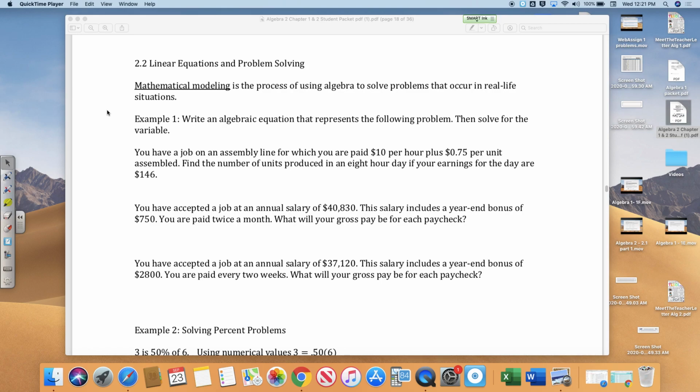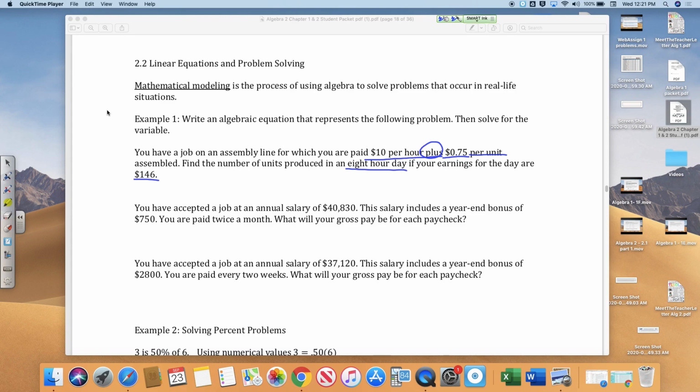So example 1 in this one says you have a job on an assembly line for which you are paid $10 per hour. So I'm going to underline the important information. $10 an hour plus 75 cents per unit assembled. Find the number of units produced in an 8-hour day if your earnings for the whole day are $146. Okay, so that's a lot.